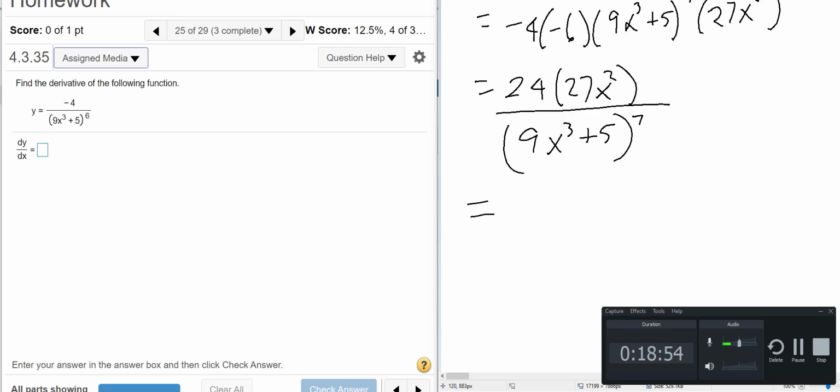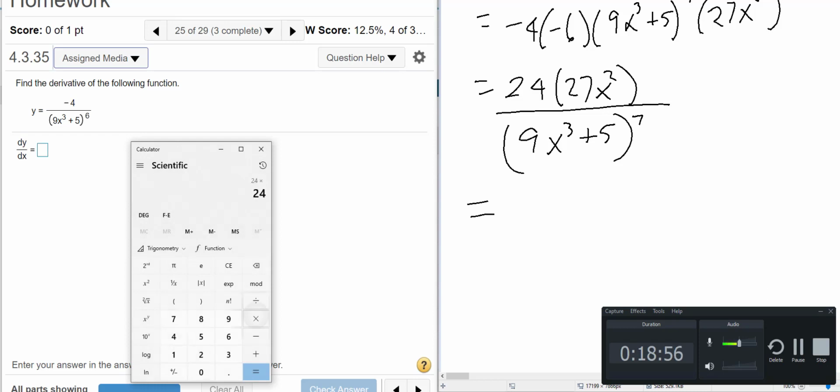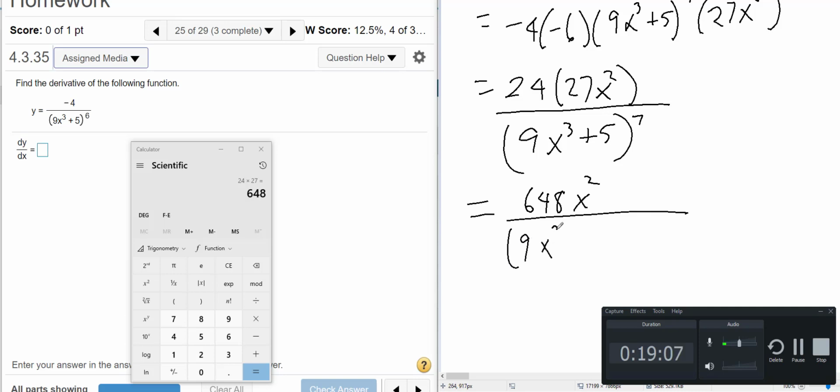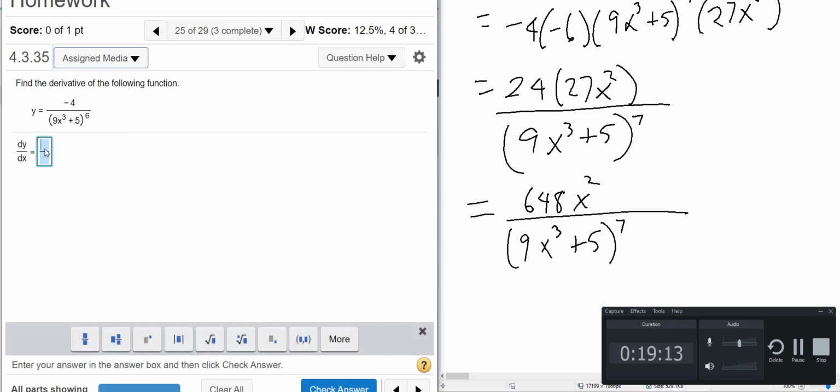And then all I need to do is 24 times 27, 648 x squared over (9x cubed plus 5) to the seventh. So my numerator is 648x to the second. My denominator is, in parentheses, 9x to the third plus 5 to the seventh.